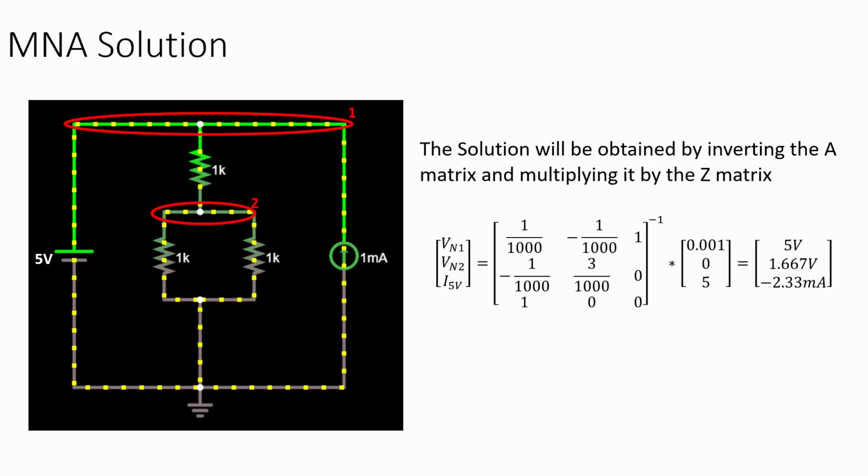So then to get the solution, you have the matrix constructed by putting everything together, G, C, B, and D, multiply the inverse by your Z, and you get this as your answer. It says that 5 volts go to node 1, 1.667, which is 5 over 3, goes to node 2. And we have minus 2.33 milliamps, which goes to the 5 volt source. The negative means that the current is pointing into the negative terminal, out of the plus terminal. That's just sign convention. So that means the current is pointing upwards here, the same way that this current is pointing.